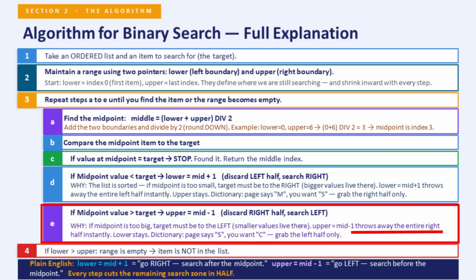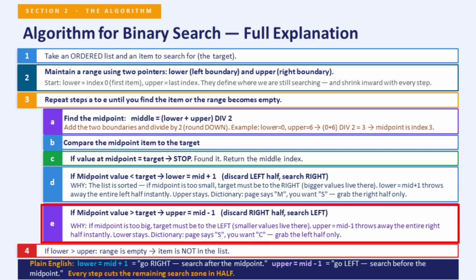So we throw away the entire right half. We do that by moving our right boundary upper to one position before the midpoint. Upper becomes mid minus 1. Now our search zone has shrunk to only the left half. The lower boundary stays where it was. Back to the dictionary: you open it in the middle and the page says S, but you are looking for C. You know C is to the left. You grab only the left half. That is upper equals mid minus 1.